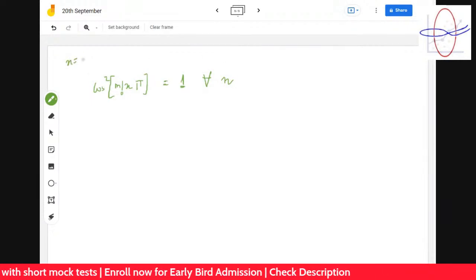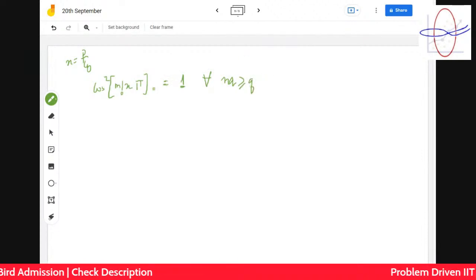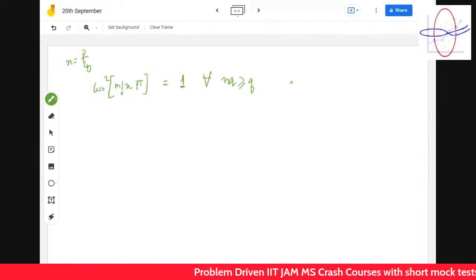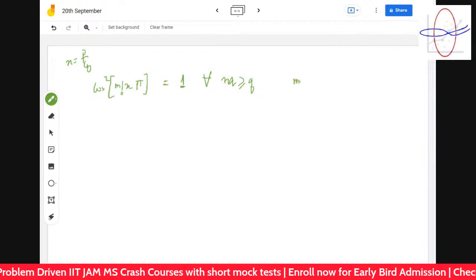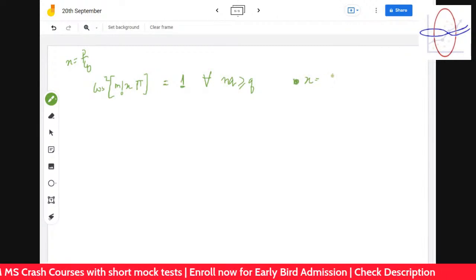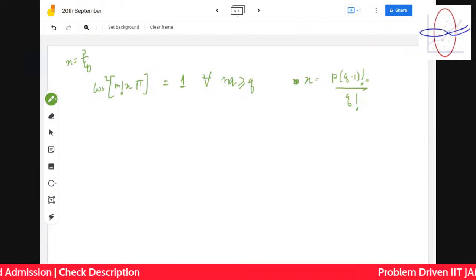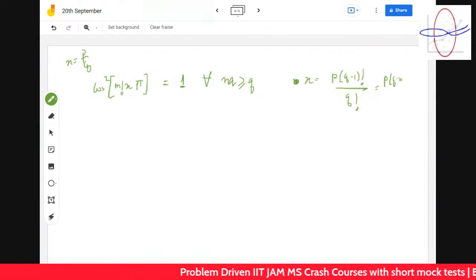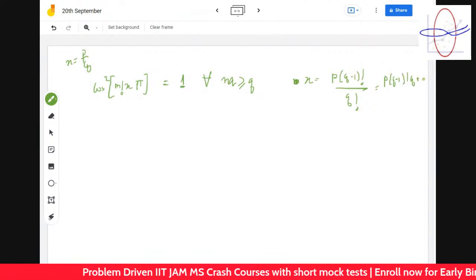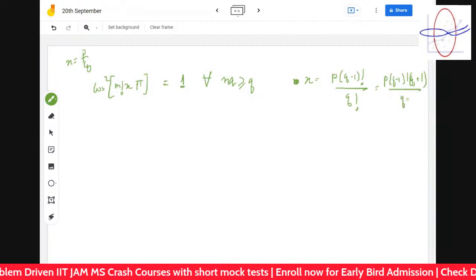So if x is equal to p by q, the limit is 1 for all m greater than or equal to q. We have proved it already, because it's very simple. x can be written as p into (q minus 1) factorial by q factorial, and every single time one number is added, so it will become (q plus 1) factorial. So it can also be written like this: (q plus 1) into p by (q plus 1) factorial.